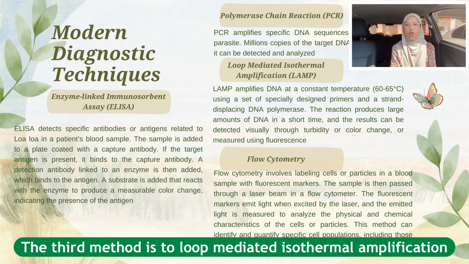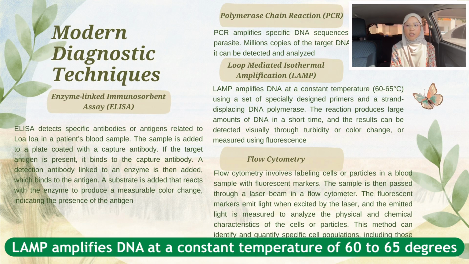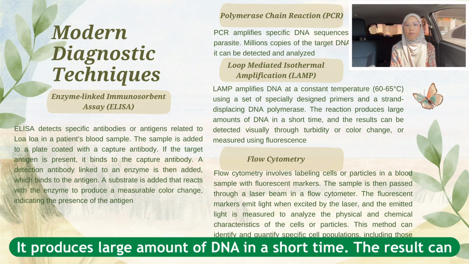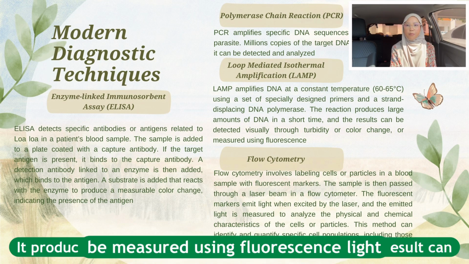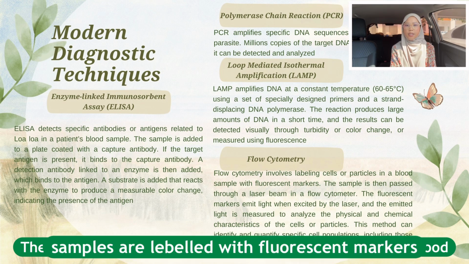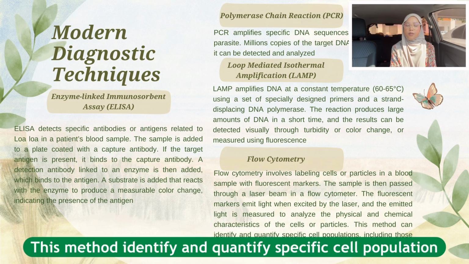The third method is loop-mediated isothermal amplification, LAMP. LAMP amplifies DNA at a constant temperature of 60 to 65 degrees Celsius using specific primers. It produces a large amount of DNA in a short time. The result can be measured using fluorescence light. The last method is flow cytometry, where the cells in the blood samples are labeled with fluorescent markers. This method identifies and quantifies specific cell populations.